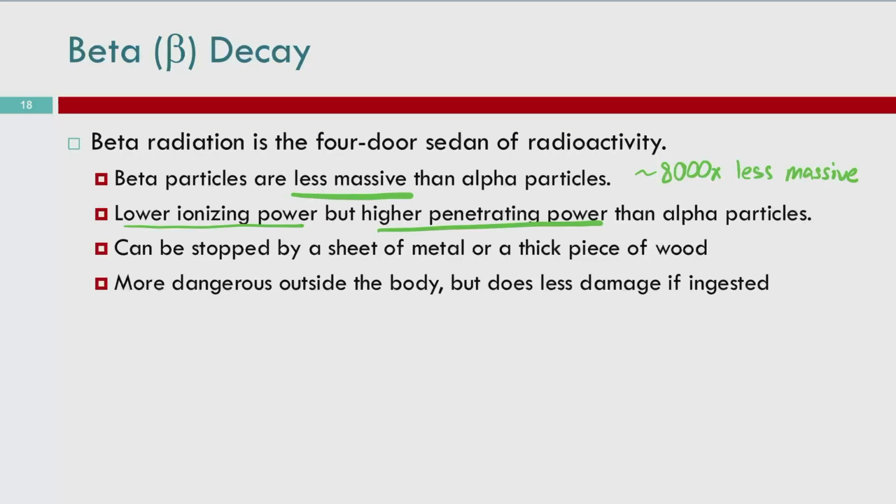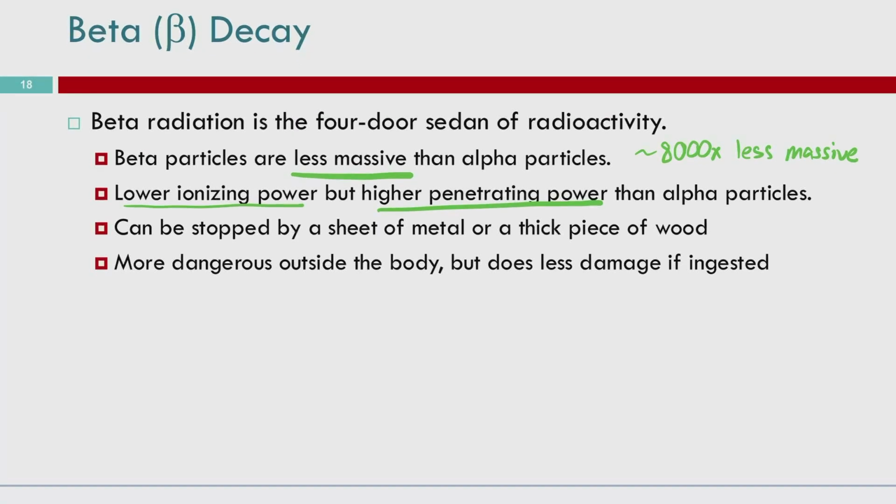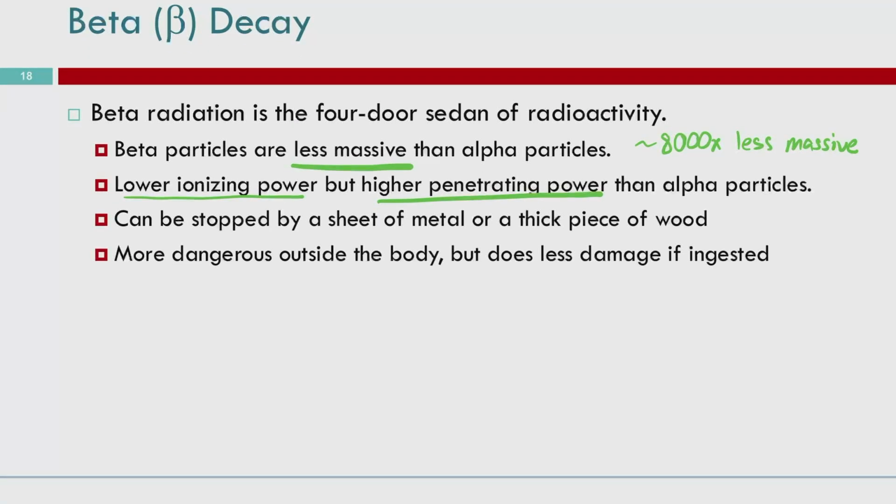So lower ionizing power is going to cause less damage when it crashes into something, but it also has higher penetrating power. It will maneuver through traffic more easily. Occasionally you'll see them driving up the side of the highway because they have somewhere that's apparently really important for them to be. Or they just can't be bothered to sit in traffic. So these can be stopped by a sheet of metal or a thick piece of wood, versus the alpha particles were stopped by possibly just air or clothing or like a sheet of paper.